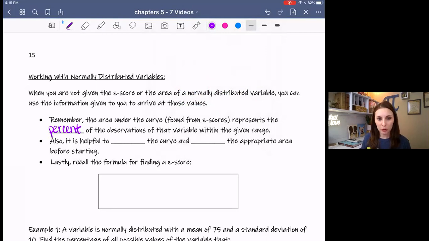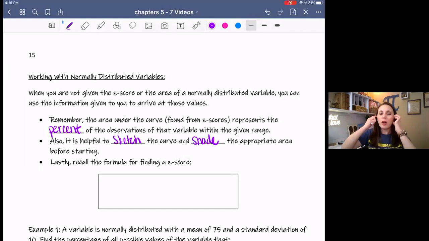Also, it is helpful to sketch the curve and shade the appropriate region before you start. This is really nice because it gives you a picture of what you're actually looking for. Sometimes when we're just trying to think about it in our heads, it's hard to tell what it's asking for, but if you can draw a picture of what you think it's asking for, it might trigger, oh, I need to find this in order to get this so that I can find my answer.